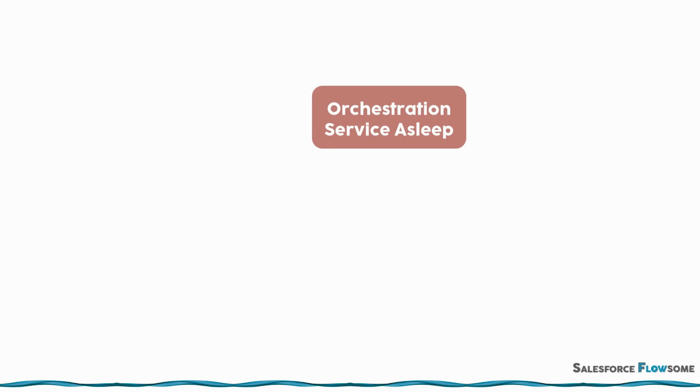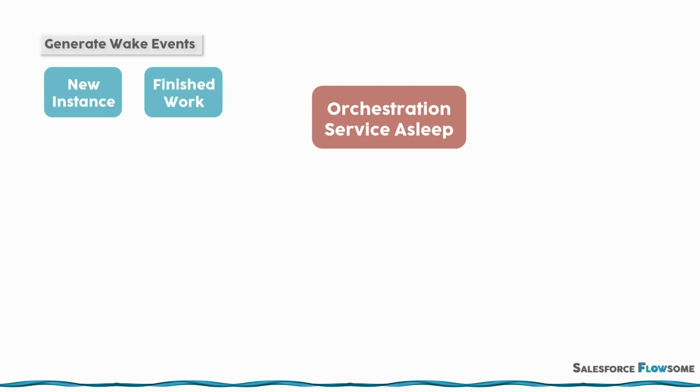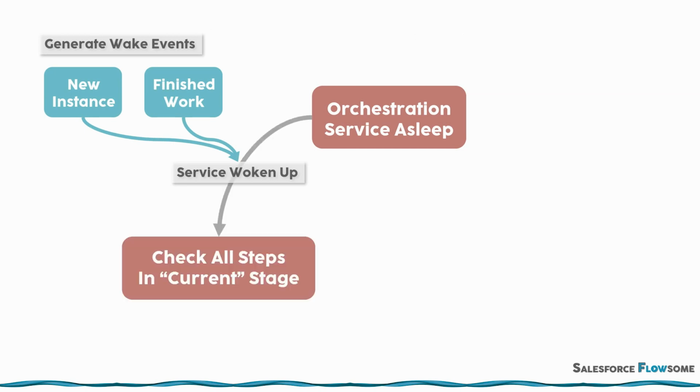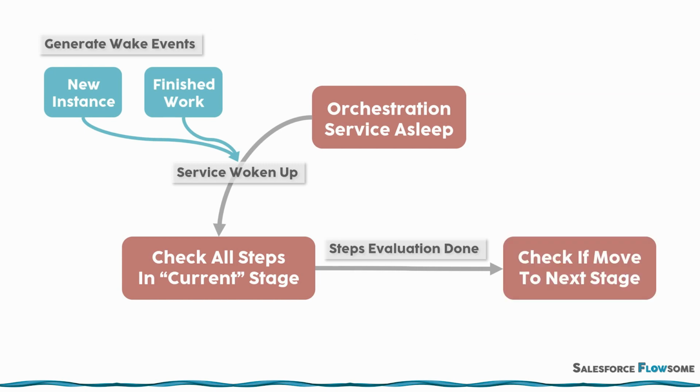Then let's talk about how it actually works. Based on the tutorials from Salesforce, there is an orchestration service which is usually asleep. Whenever an orchestration instance is created or a work item is completed, a wake event will be generated to wake up the orchestration service. Then the service will evaluate all the steps in the current stage and execute those that meet the criteria. After that, it will check whether all steps in the current stage are done so that we can move on to the next stage. Finally, it will go back to sleep again.